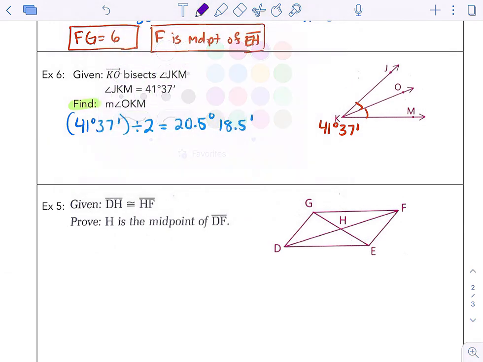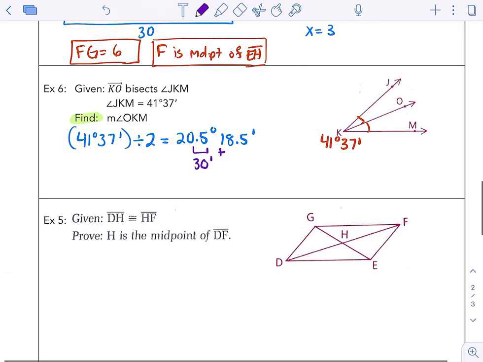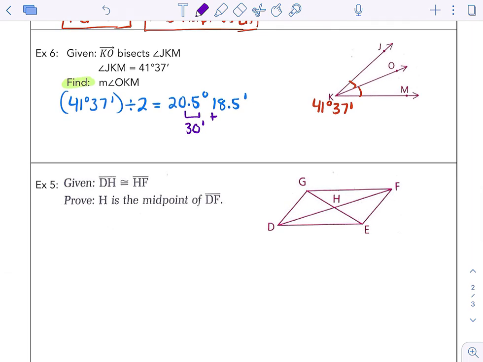So we're going to do some regrouping, some reordering, and some conversions. I want you to remember, how many minutes are there in a degree? 60. So half of a degree would be the same as 30 minutes. So I could take that 0.5, turn it into 30 minutes, add it onto the 18 minutes I already have. Same with this 0.5 minutes, half of a minute.